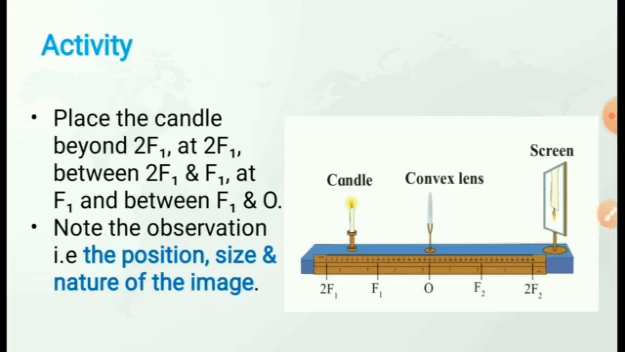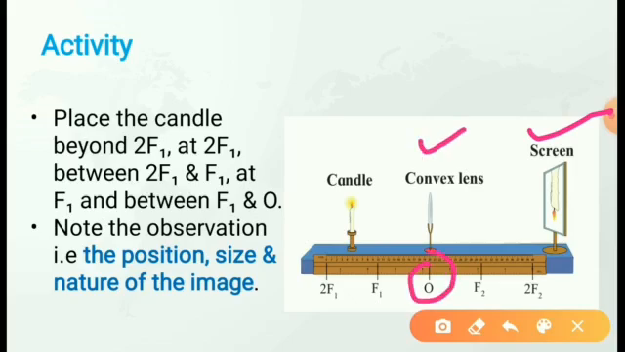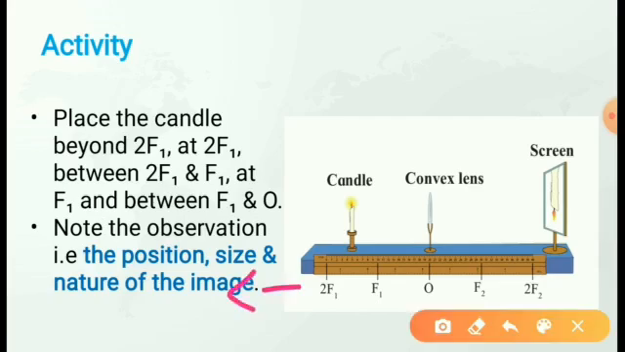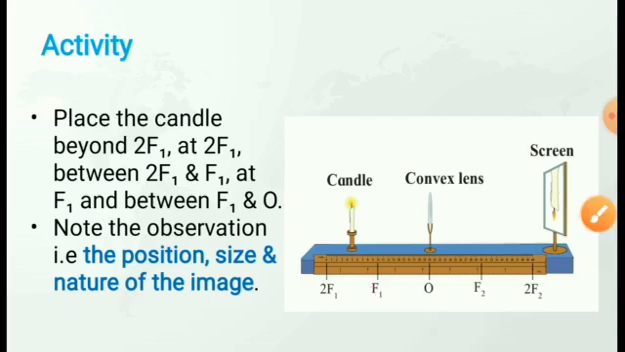And you will get the focal length of the lens. And this is another activity where the screen is at this position, the lens is at this position O, and the candle is placed first beyond 2F1, then at 2F1, then in between 2F1 and F1, then at F1, and last between F1 and O. And you have to note the observation, that is the position of the image, size and nature of the image.